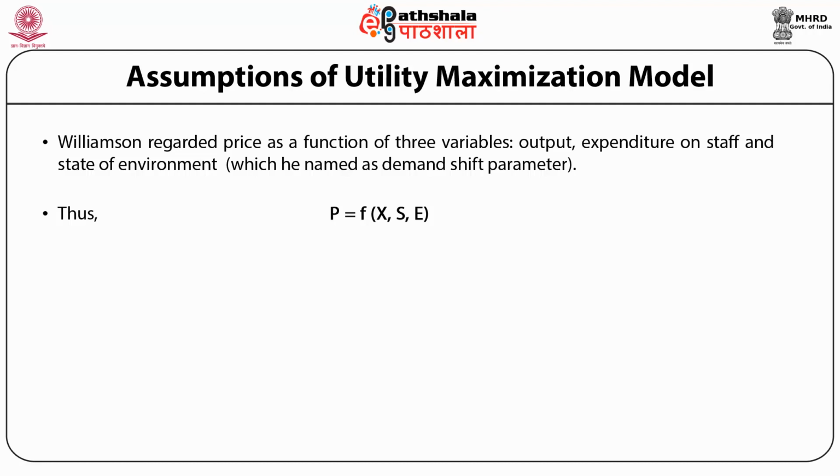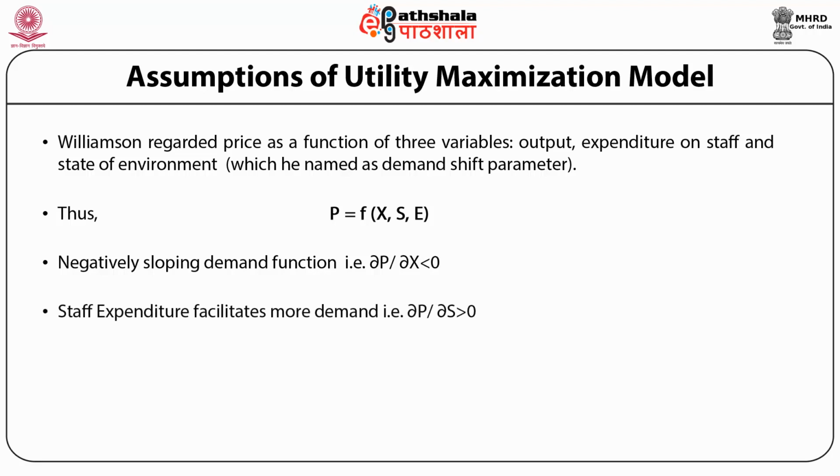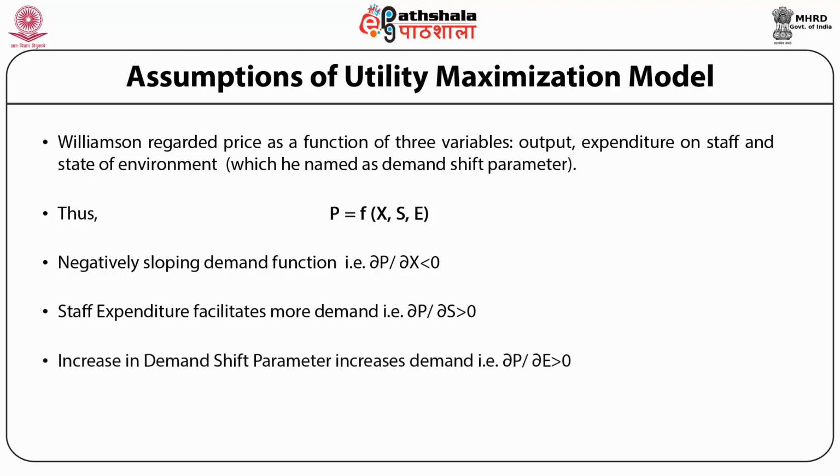The fourth assumption is that there is a negatively sloping demand function, that is, dP upon dX is less than 0. The next assumption is that staff expenditure facilitates more demand, and an increase in the demand shift parameter increases the demand.